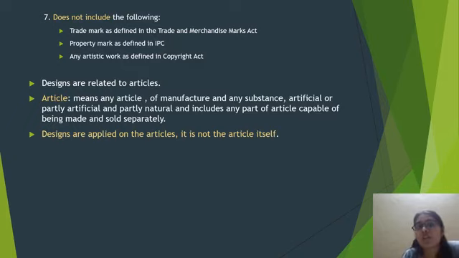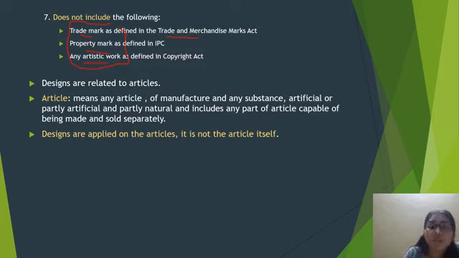What are these matters? What are the things that are not included under the Designs Act? The first one is the trademark as defined in the Trade and Merchandise Marks Act, the second is the property mark as defined in IPC, and the third is any artistic work as defined in the Copyright Act. Now, these marks or artistic work are not included under the Designs Act 2000, or do not come under the definition of designs under the Designs Act 2000.